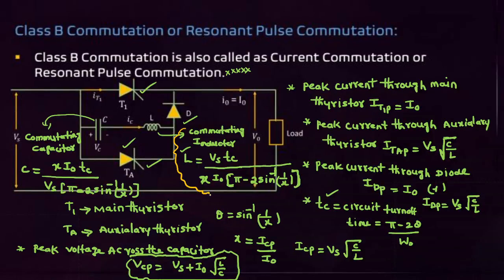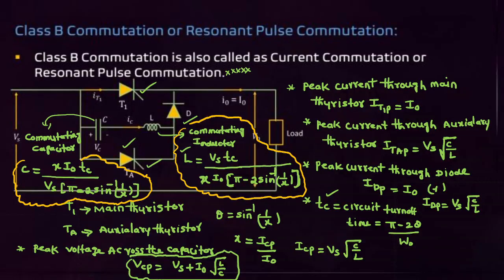Design formula for the commutating inductor, and design formula for the commutating capacitor. Till now, no question in the GATE exam has been based on these formulas, but in ESC descriptive, questions already exist based on them. Class B commutation is also called current commutation or resonant pulse commutation. I already gave its application: it is used in the current commutated chopper and also the Morgan chopper.